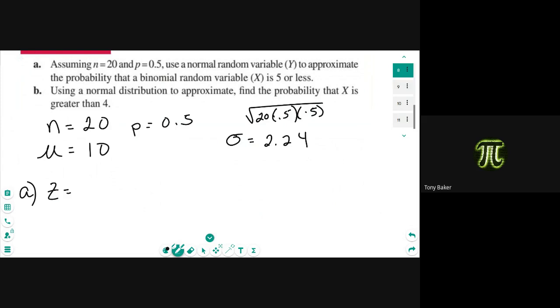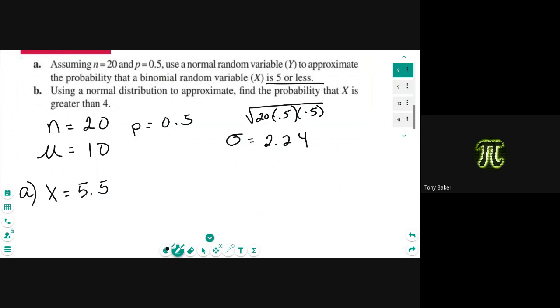All right. So what's the probability that it's 5 or less? So what's the X value I'm going to use for this? Not 5. I want 5 or less. So I want to include the 5. So I have to go a little bigger than it. So I go to 5.5.